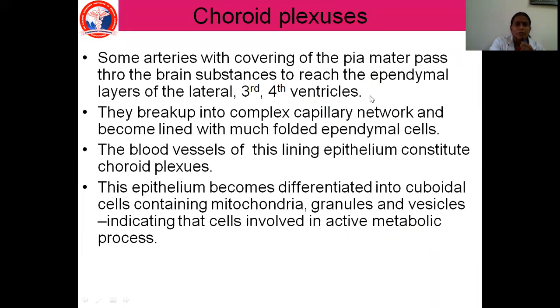So next one is the choroid plexuses. Some arteries with the covering of the pia mater pass through the brain substance to reach the ependymal layers of the lateral, third and fourth ventricles, where they break up into a complex capillary network and become lined with much folded ependymal cells. The blood vessels of this lining epithelium constitute the choroid plexuses. This epithelium becomes differentiated into cuboidal cells containing mitochondria, granules, and vesicles, indicating that the cells are involved in active metabolic process.